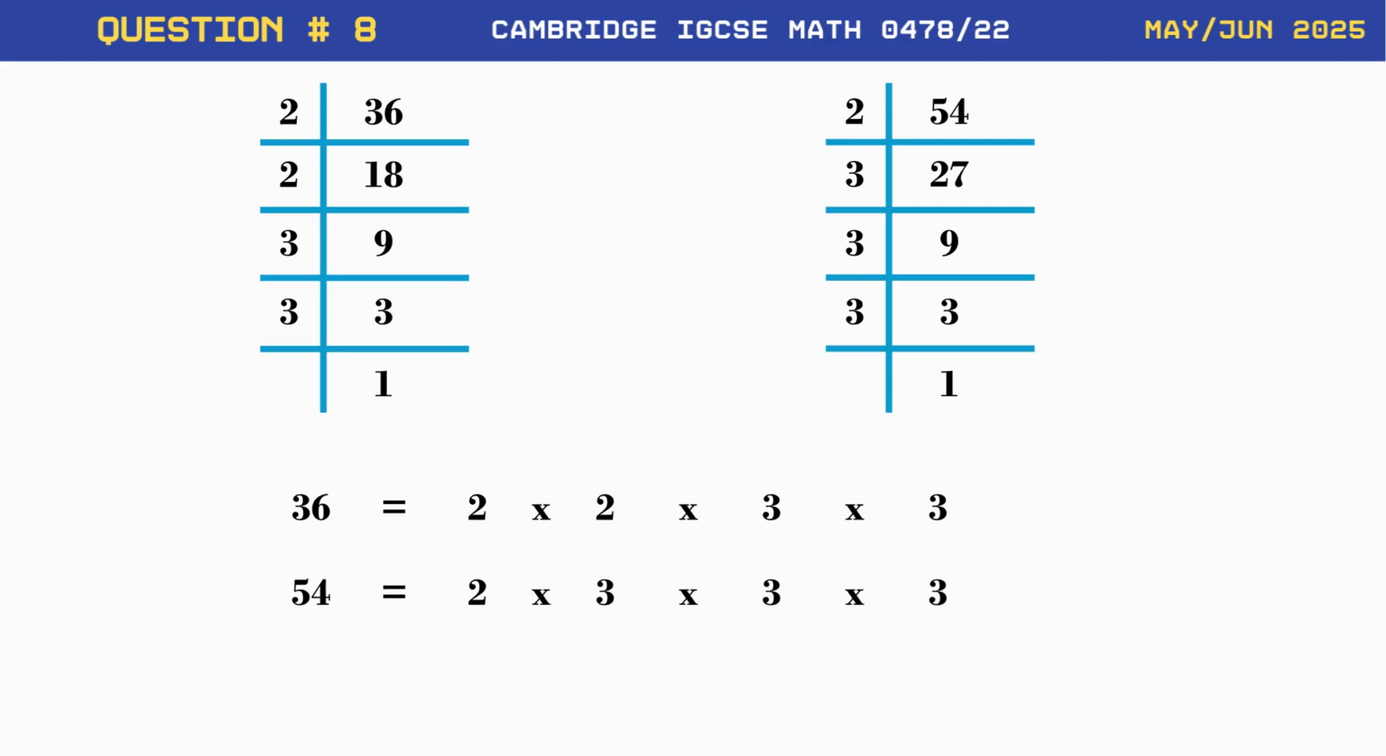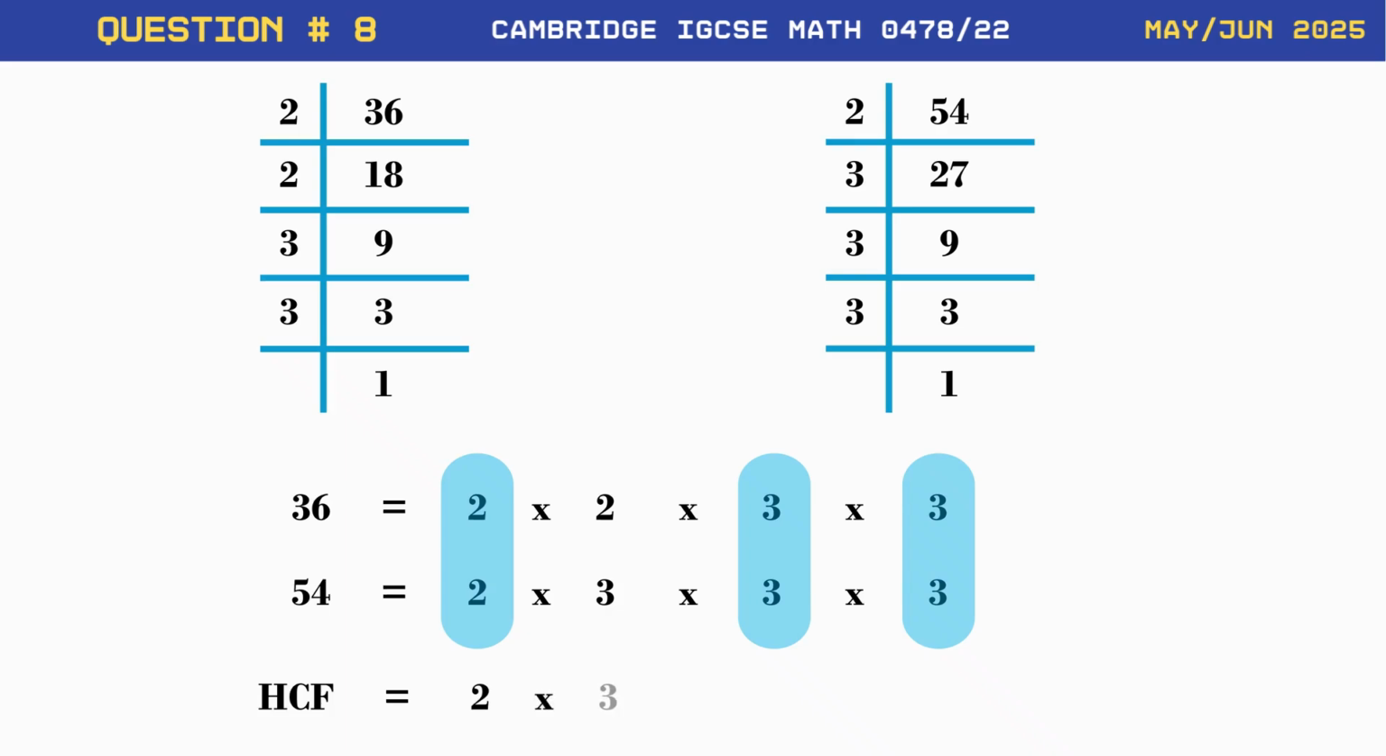To find the HCF, we multiply only the common prime factors. So let's identify common prime factors by comparing the prime factors of both the numbers. The common prime factors are 2, 3, and 3. So HCF will be 2 multiplied by 3 multiplied by 3, which results in 18. It's the answer. Great, we have solved the question.